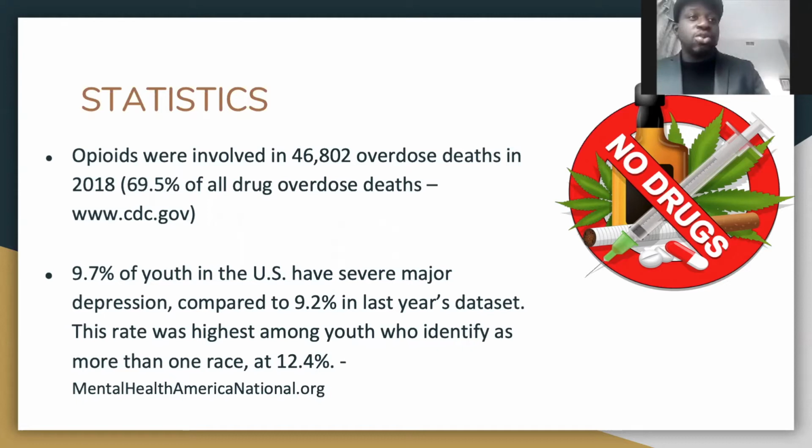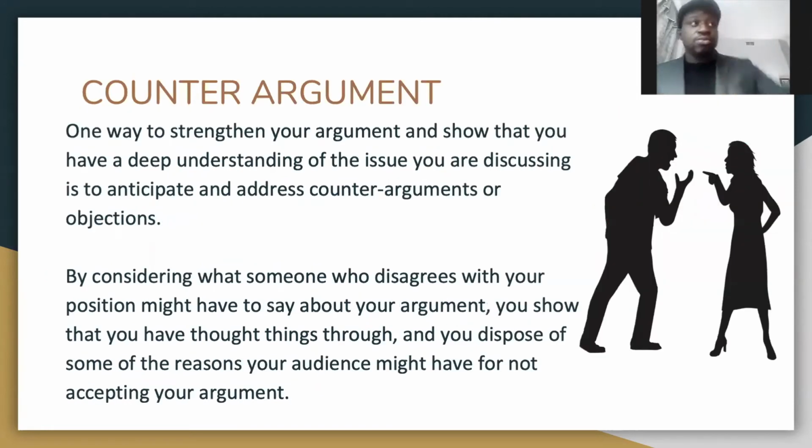9.7% of youth in the US have severe major depression, compared to 9.2% in last year's data set. This rate was highest among youth who identify as more than one race, at 12.4%. That's a lot. Once again, you're using statistics to strengthen and support your argument, guys. Very key, very crucial. Use the numbers to help strengthen you. We're going to move on.